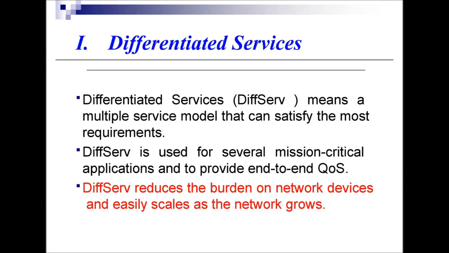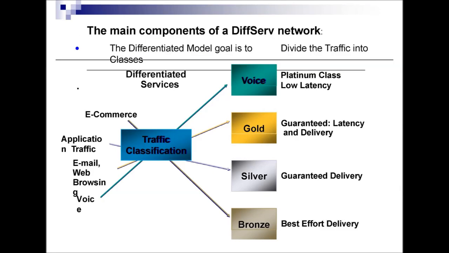Differentiated services reduce the burden on network devices and easily scale as the network grows. As we enhance the network capacity, these services may be able to provide different services to enhanced or added clients. The main components of a differentiated network. The differentiated model's goal is to divide the traffic into different classes.